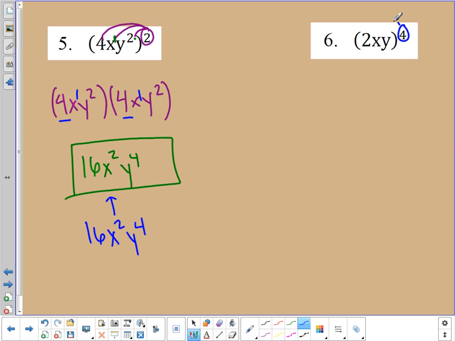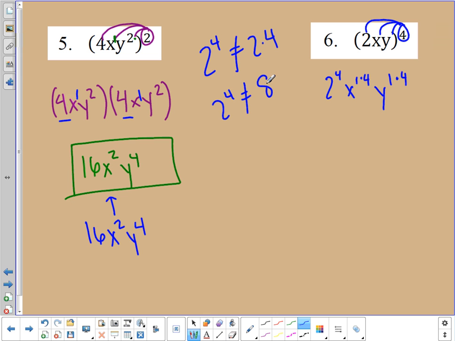I'm going to take that power of 4 and distribute it to each thing inside. So I have 2 to the 4th power, x to the 1st to the 4th power, which is 1 times 4, and y to the 1st to the 4th power, which is 1 times 4. 2 to the 4th power, that is not 2 times 4. Let me say it again. 2 to the 4th power, I'll even have you write it down. 2 to the 4th power is not 2 times 4. 2 to the 4th power is not 8. If you plug it into your calculator, 2 to the 4th power is in fact 16.